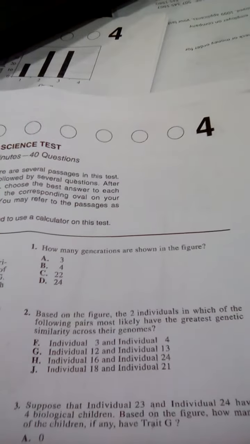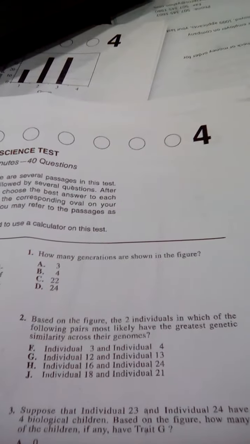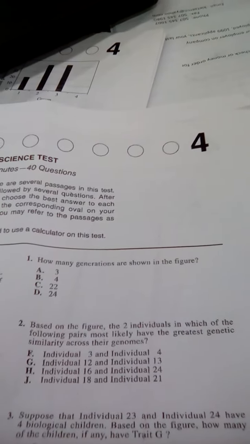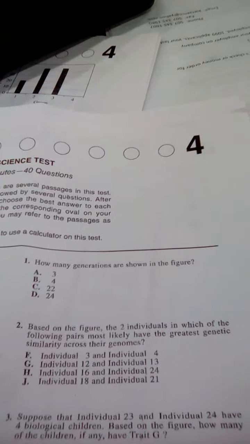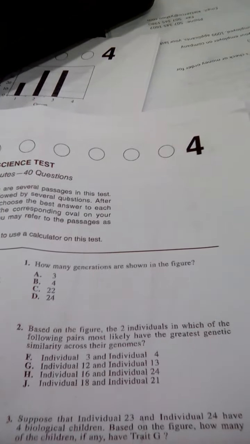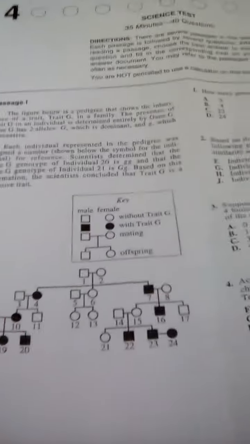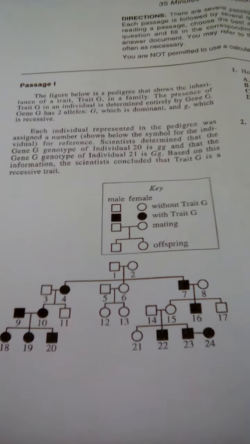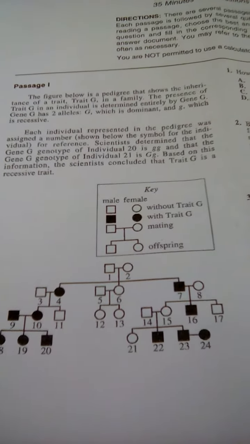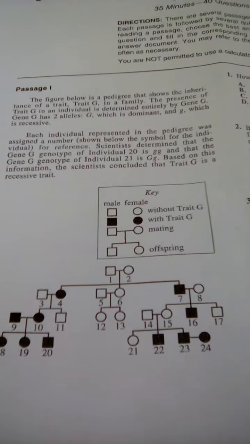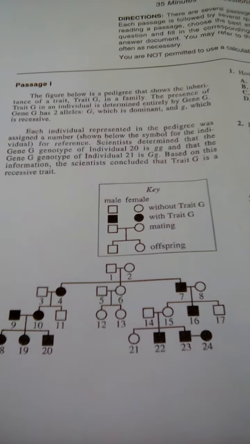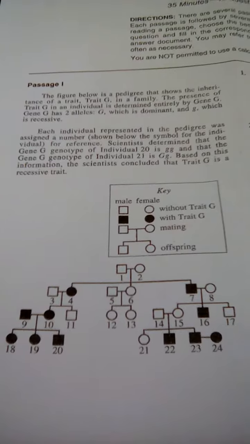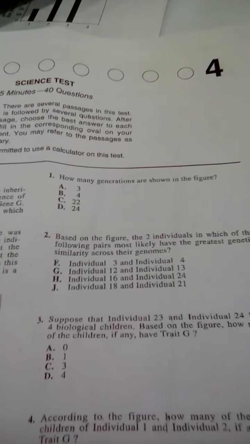Based on the figure, the 2 individuals in which of the following pairs most likely have the greatest genetic similarity across their genomes? So let's look at the possible answers. F, individual 3 and individual 4. We see individual 3 and individual 4 are mates, but one has a white box and the other is a black circle. So the white and the black mean one has the genotype, the other does not. So we know that answer is not right.